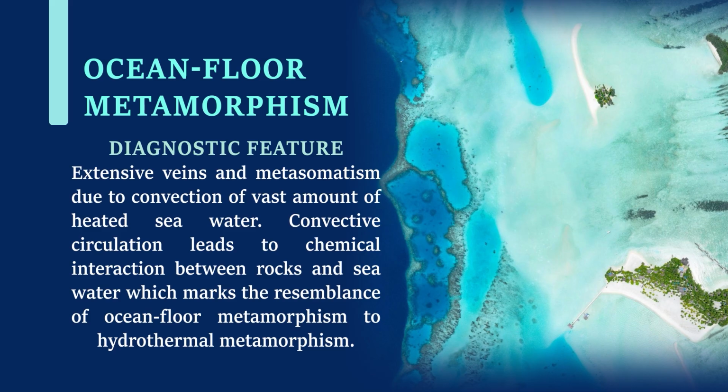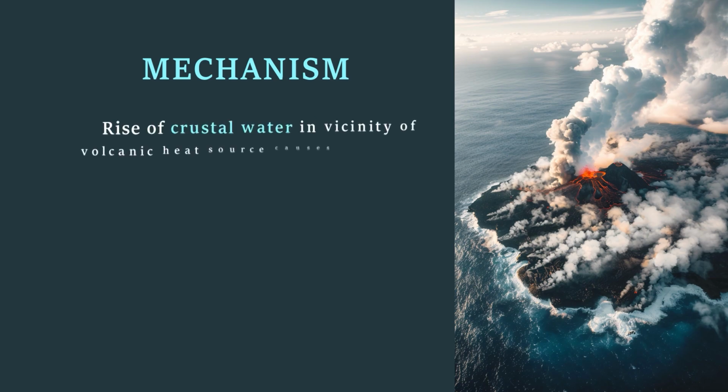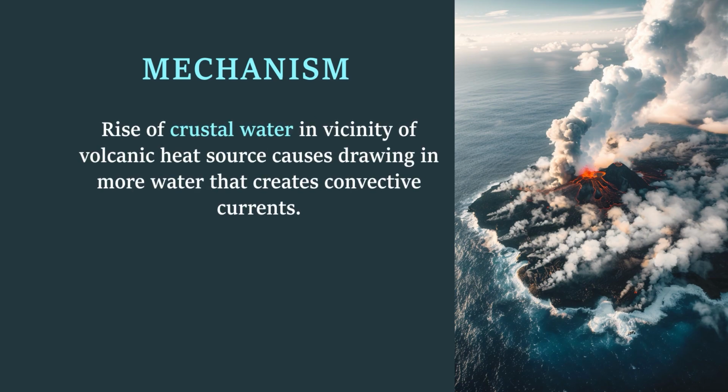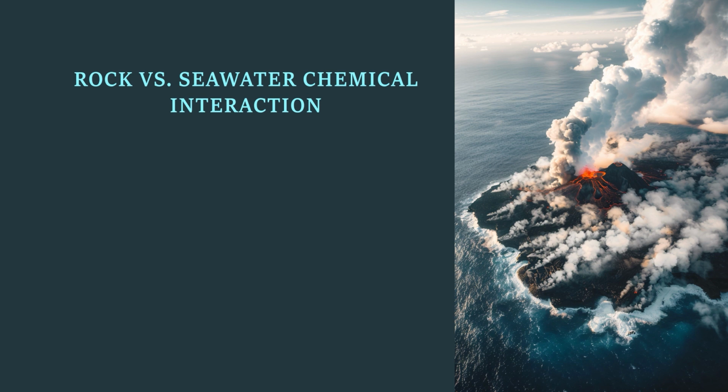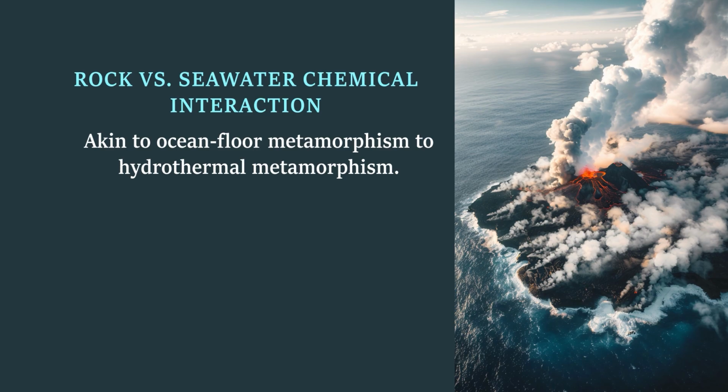Convective circulation leads to chemical interaction between rocks and seawater, which marks the resemblance of ocean floor metamorphism to hydrothermal metamorphism. Here is the mechanism. Rise of crustal water in the vicinity of a volcanic heat source causes heating of water, more water rather, that creates convective currents. Cold seawater drawn into the crust is heated to 200 to 300 degrees centigrade, then passes through the crust and is again released onto the sea floor near the ridge. Rock versus seawater chemical interaction makes ocean floor metamorphism similar to hydrothermal metamorphism.